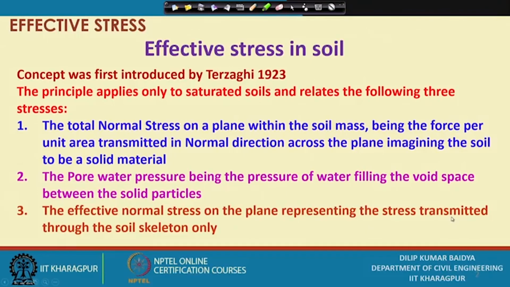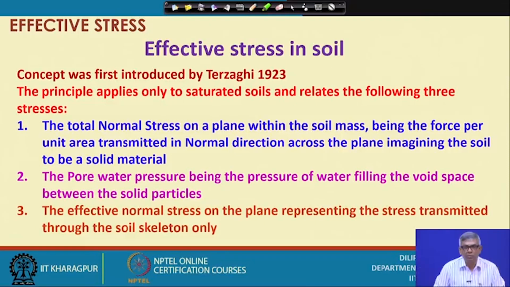First, this is the effective stress concept, given by Terzaghi in 1923. This concept applies only to saturated soil and relates three important components. One is the total normal stress on a plane within the soil mass, being the force per unit area transmitted in the normal direction across the plane, imagining the soil to be a solid material.